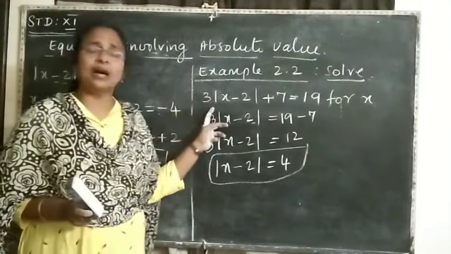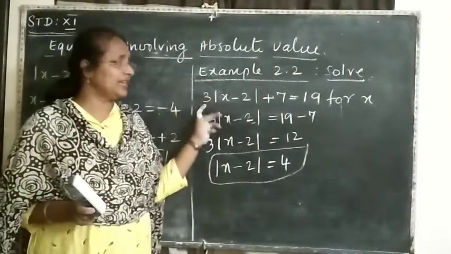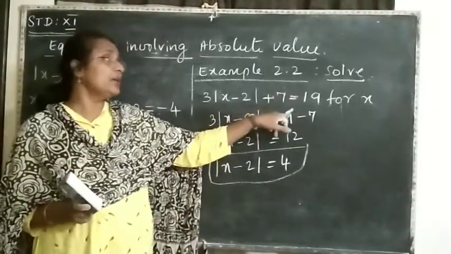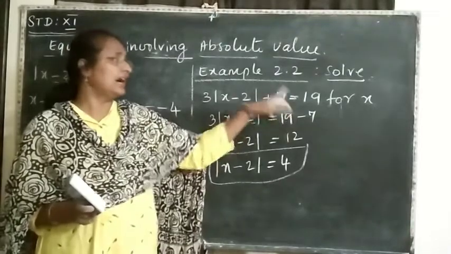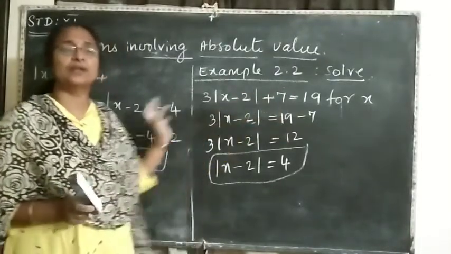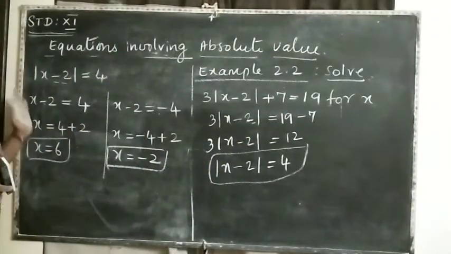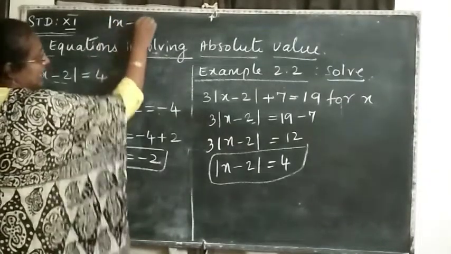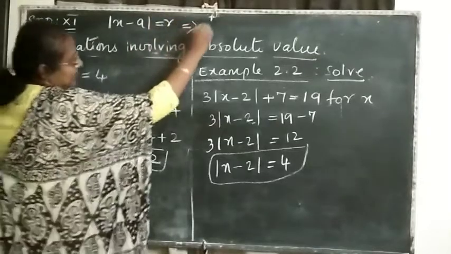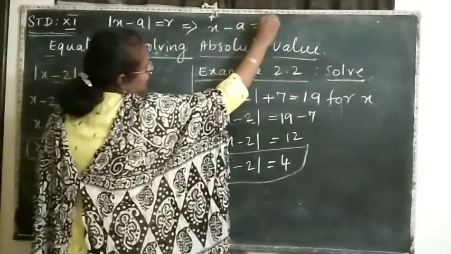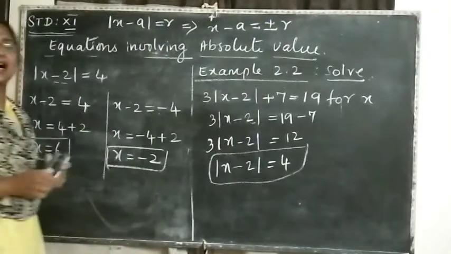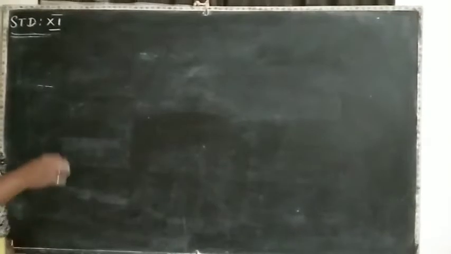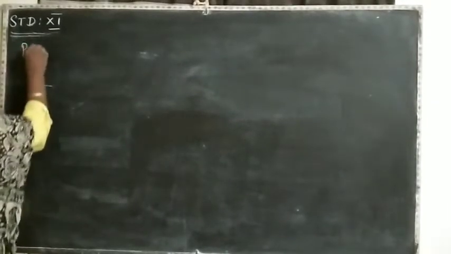First, you have to note down the question, what is given. In that question, you check whether the equation symbol, the equal symbol, is given. Is it clear? After seeing the equal symbol, we can go for the property 2. What does that property say? Modulus of x minus a is equal to r means that x minus a will be equal to plus r or minus r. One is plus value, the other one is minus value.